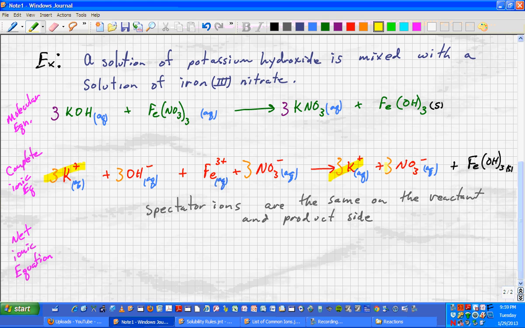Fe3 plus, I don't have an Fe3 plus on this side. That guy's not a spectator. 3NO3 minus, 3NO3 minus, same on both sides. Those guys are spectators. So these guys are spectator ions.